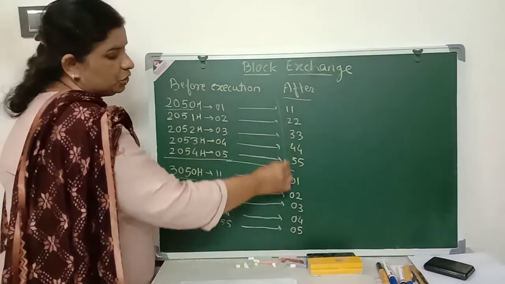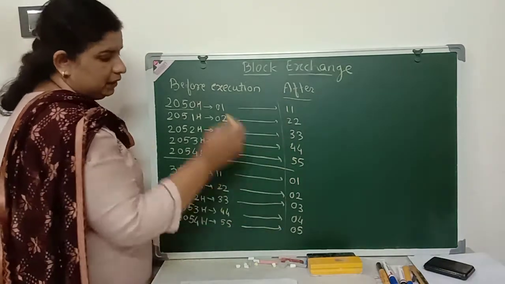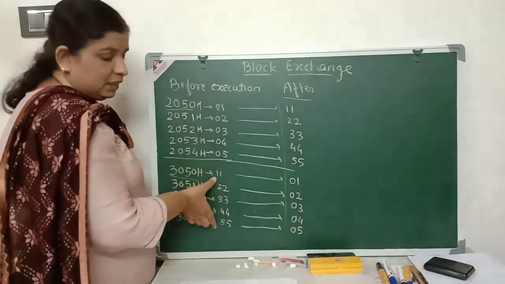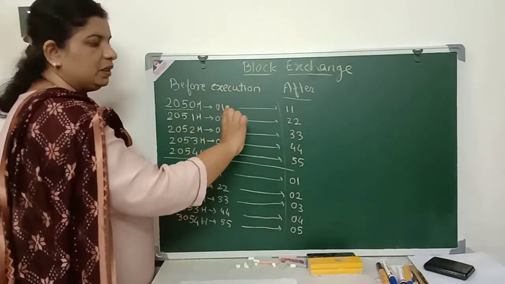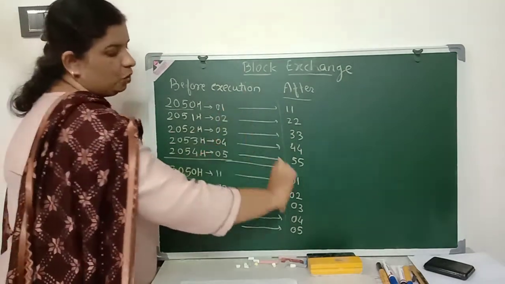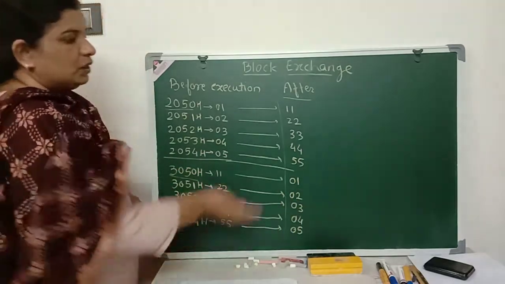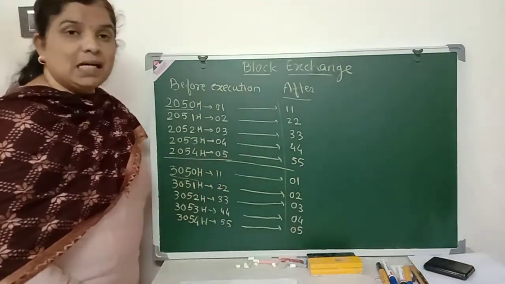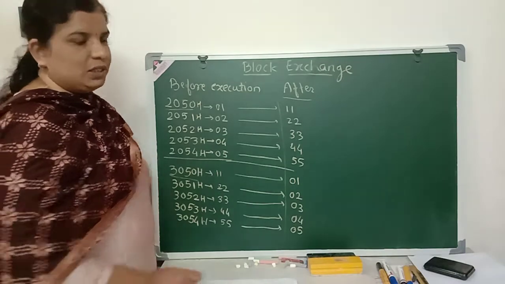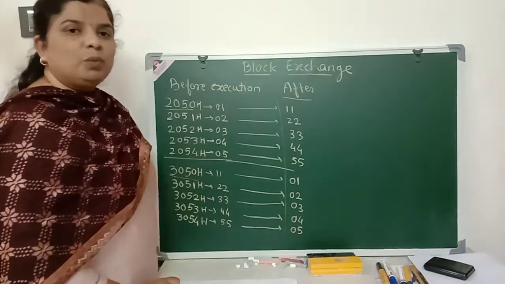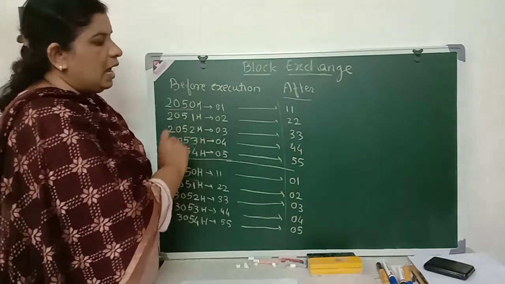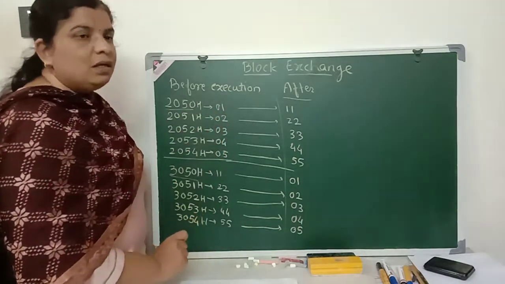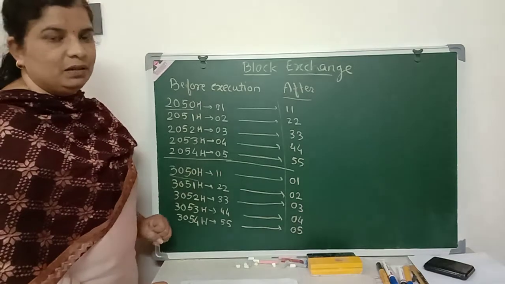So after execution you will see the data like this. Okay, so whatever numbers we had stored previously here will be copied to the first block, and whatever numbers were there in the other block before execution have been copied to the second block. So this particular task is known as what? Block exchange. This particular task is known as block exchange. And now we are going to study how to do this. Okay, so let's get the concept clear.